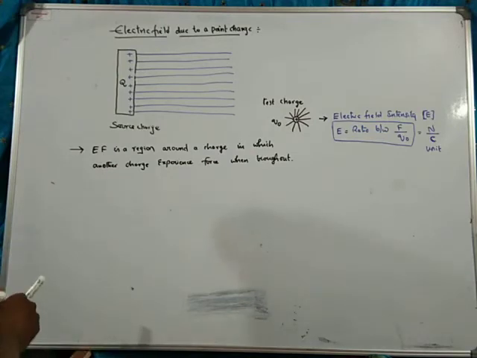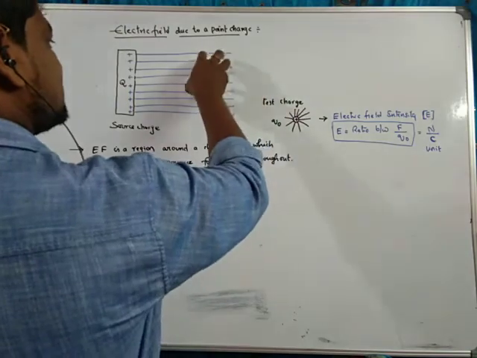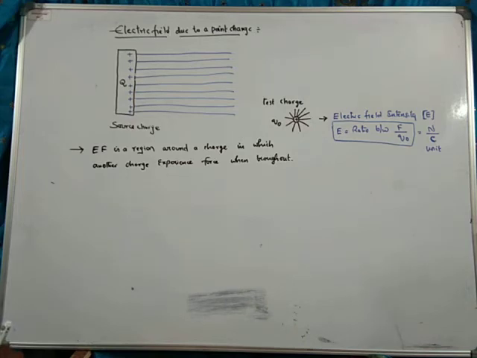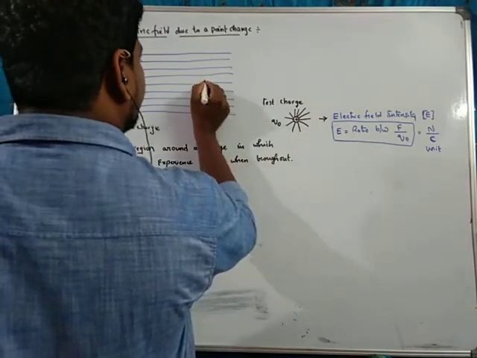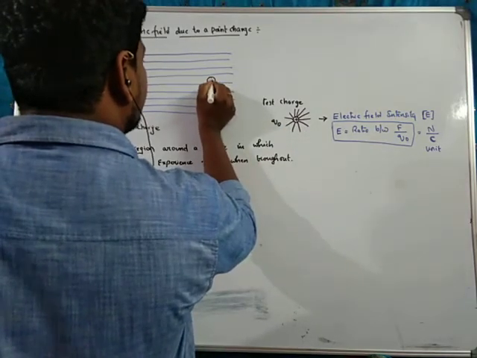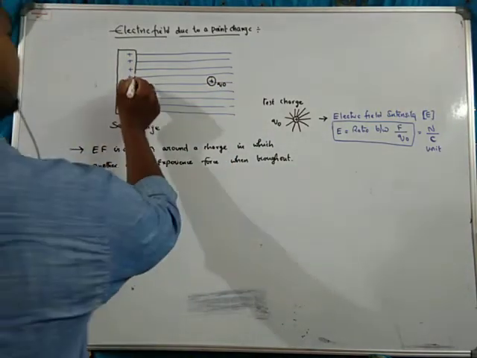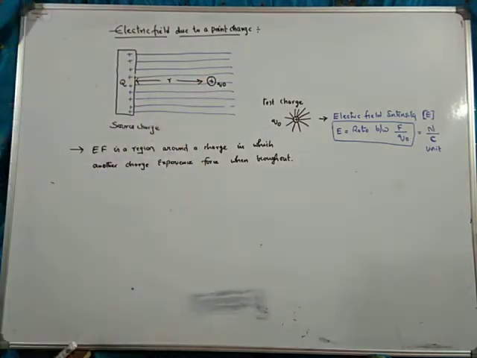Now we are bringing this charge, whatever the test charge we consider, towards the field. Then the charge also experiences the same force. That's the reason: the region around the charge in which another charge experiences a force when it's brought in. So now we are bringing this charge, whatever the test charge, to here. This will be a test charge, and suppose we place this test charge at a distance of r.